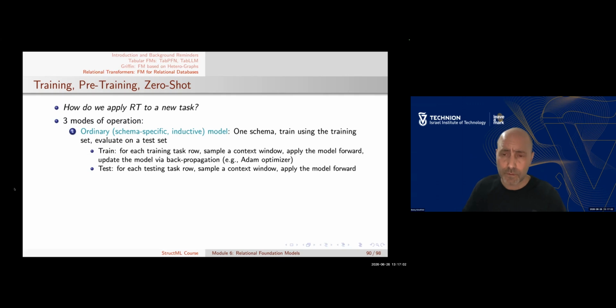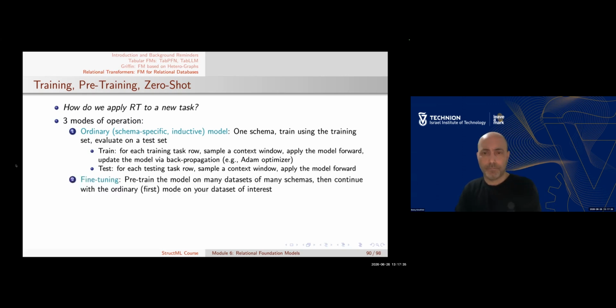Take your database over the one schema that you have, train your model on that schema, and apply the usual thing: forward, backward, using the Adam optimizer, on the context window. And in the test, you apply the same thing. You sample a context and you apply your model forward in the context.